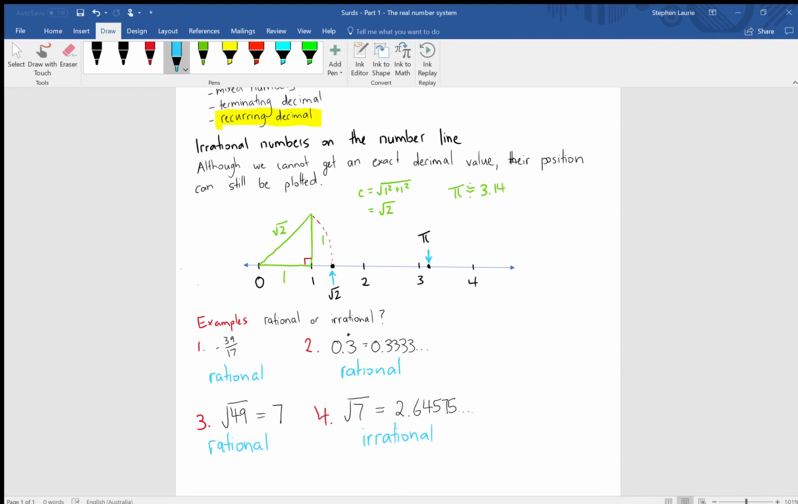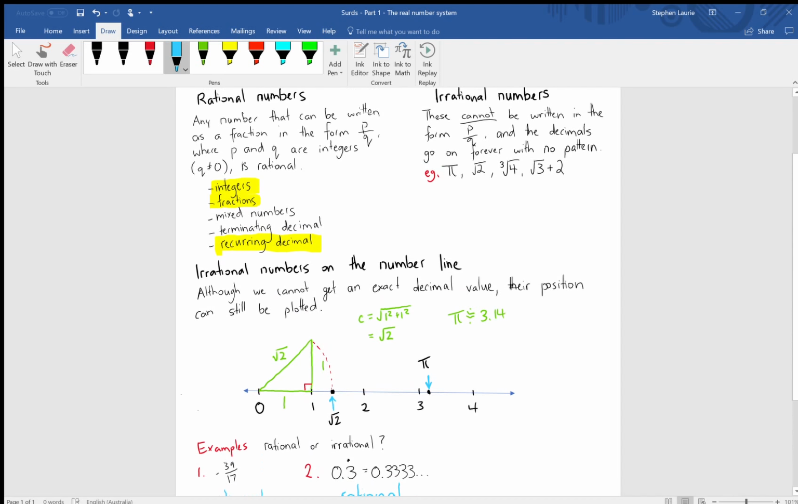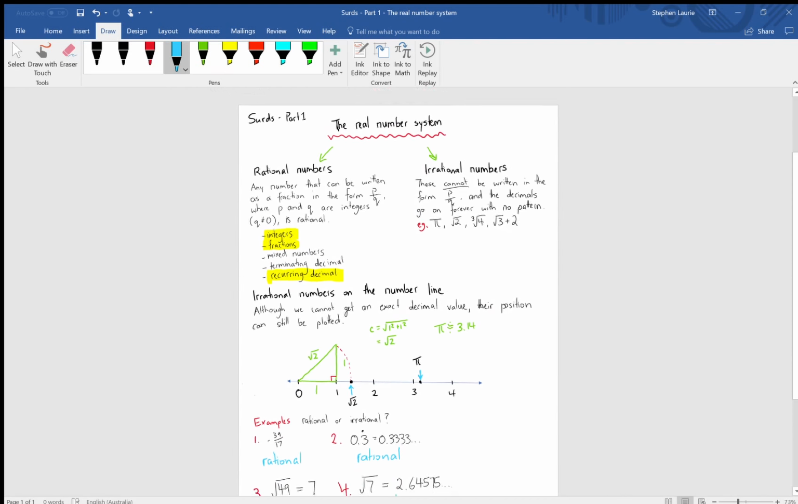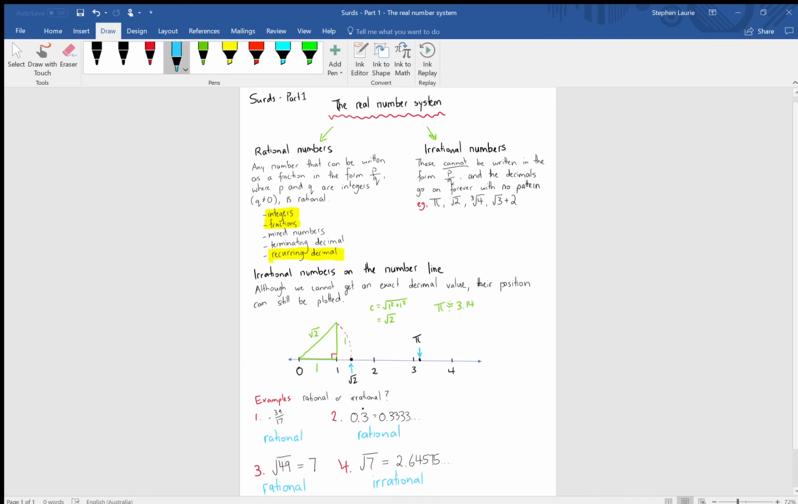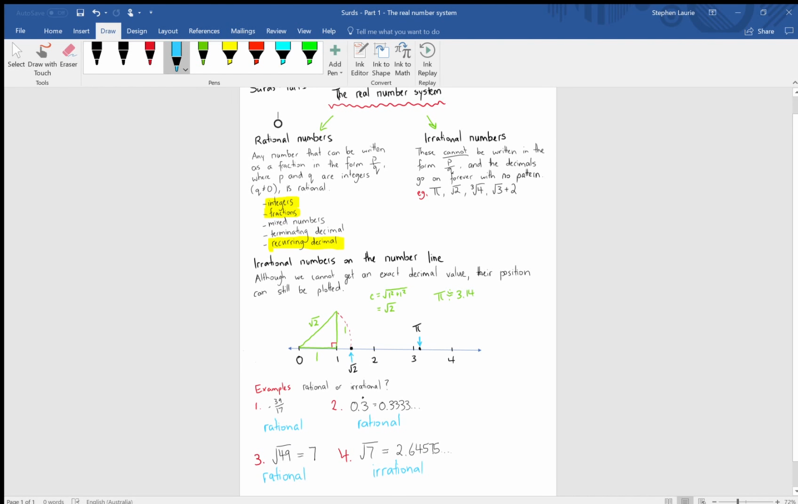Alrighty, well, that brings us to the end of our first lesson. We've had a little look at the real number system as being broken up into rational numbers and irrational numbers. If we can write something as a fraction, it's rational, and if not, it has to be irrational. Irrational numbers can be plotted on the number line, like we showed with square root of 2 and pi. And then we had a look at a couple of examples deciding on if something is rational or irrational.